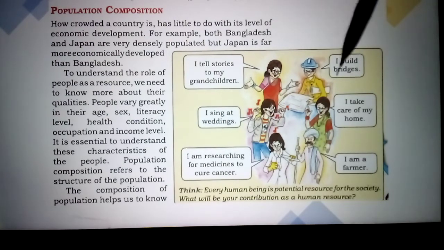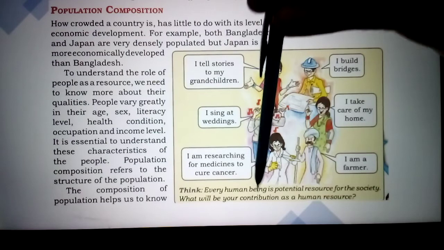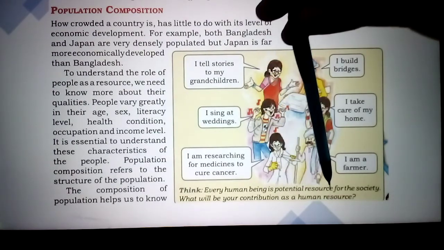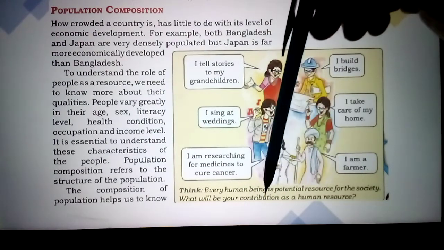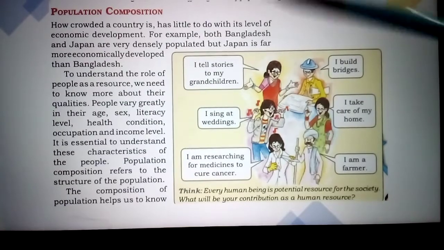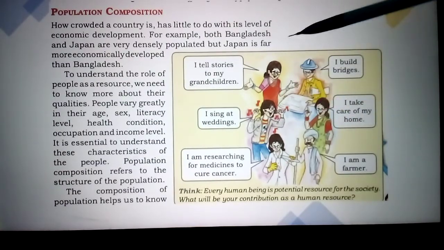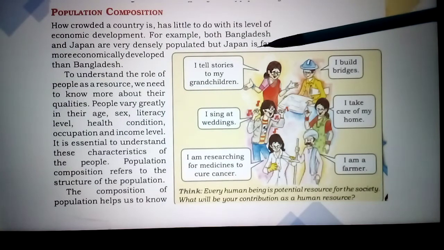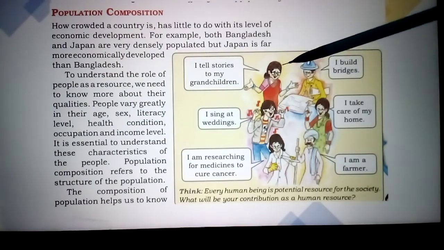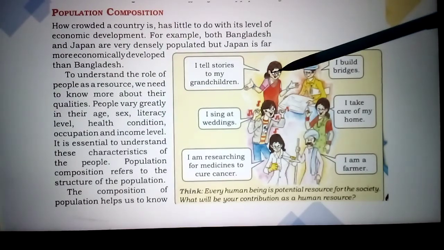Here, potential means what we'll see now. Every human being is a potential resource for society. How are they helping society? You see here different people. Here a grandma is there, saying, I tell stories to my grandchildren. Means she is giving moral values to the grandchildren.